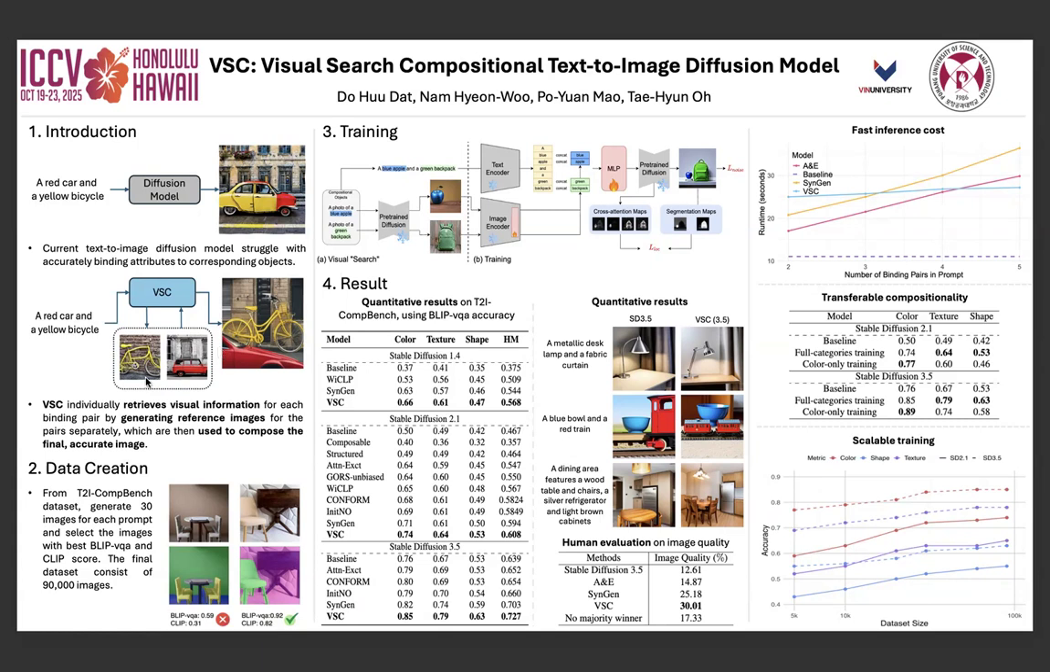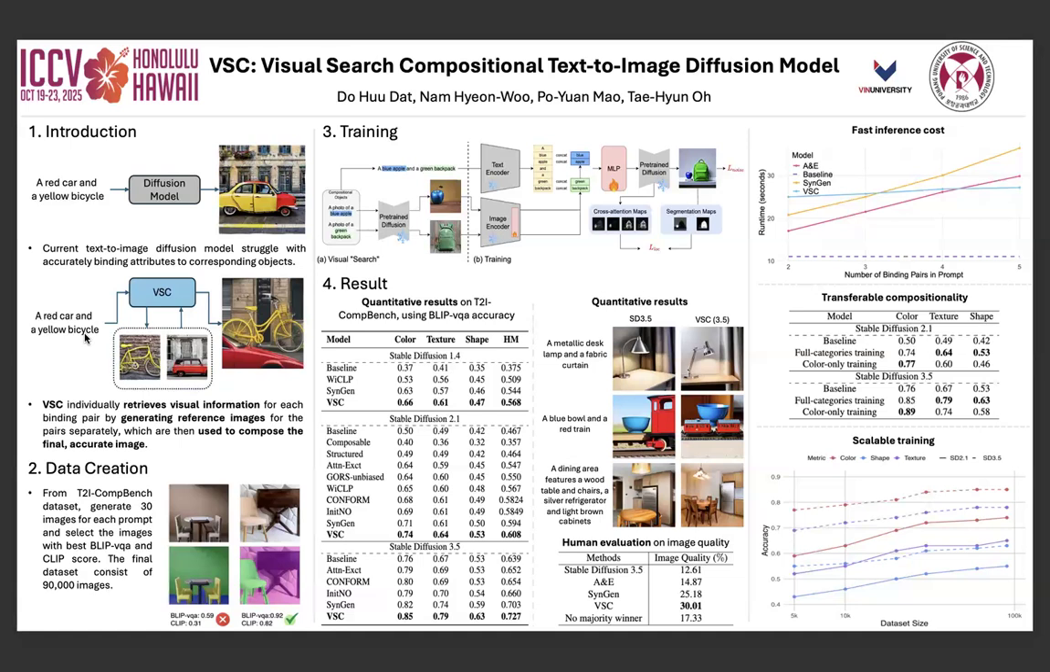And to do that, we individually retrieve the visual information, which is like generating the reference image for each pair in the prompt, and we use those reference images to generate the final compositional image according to the prompt.